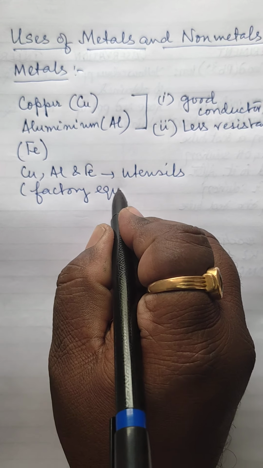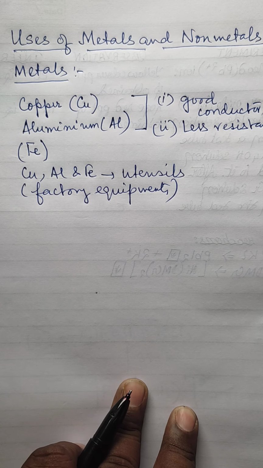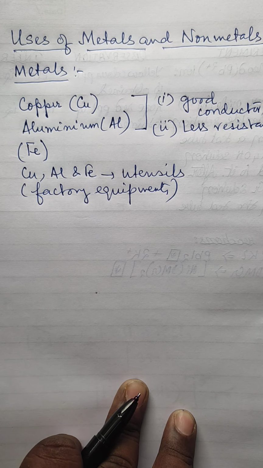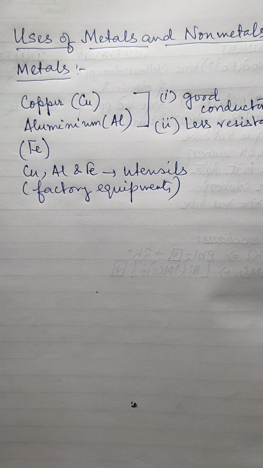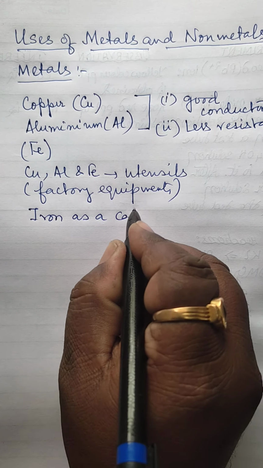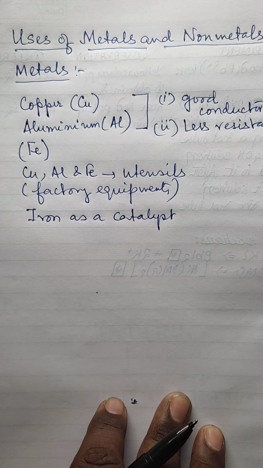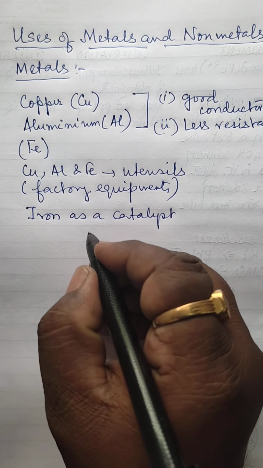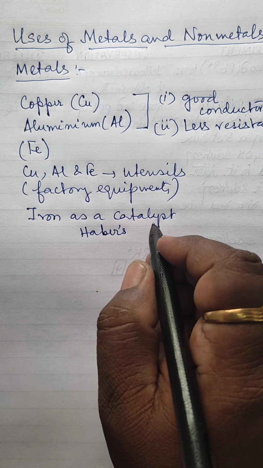or factory equipments. In the industry, iron is used for the manufacture of equipments as well as it is used to make utensils for our day-to-day life. That is another important use of iron. Next is the use of iron. Iron is used as a catalyst in the Haber's process for the manufacture of ammonia.